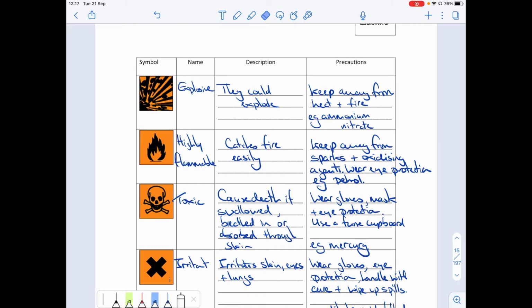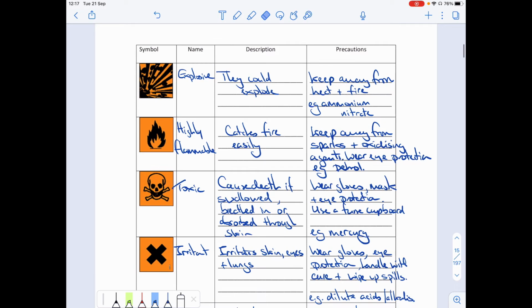Some to be aware of that we need to know in a little bit more detail. Hopefully, the images help you to see how each relates to the message it's trying to present to people. So this first one here is talking about being explosive. So any chemical that's explosive, the risk is that these chemicals could explode. So the precaution that we have to take is keeping them away from heat and fire. An example of a chemical that would carry this warning is ammonium nitrate.